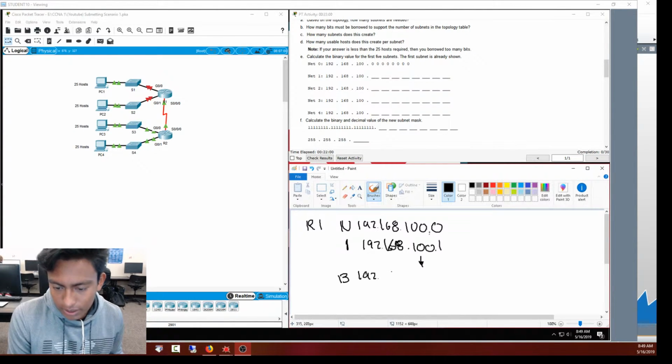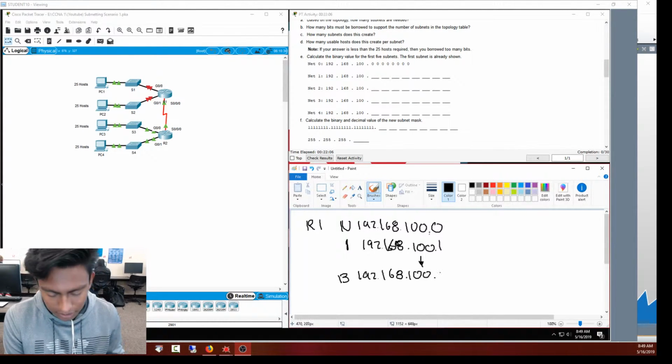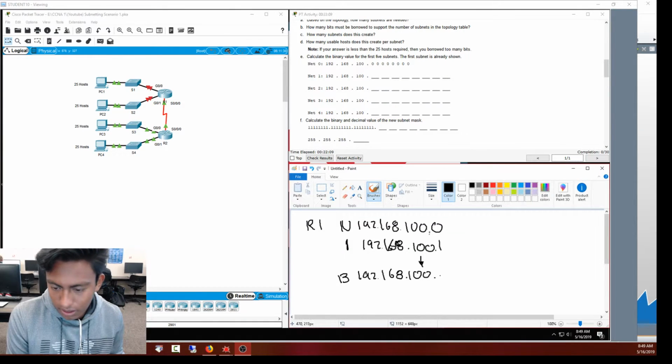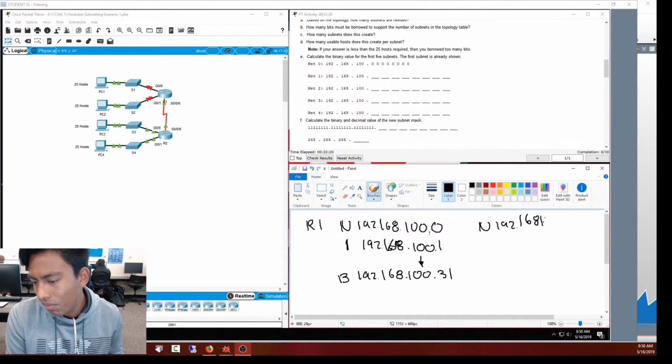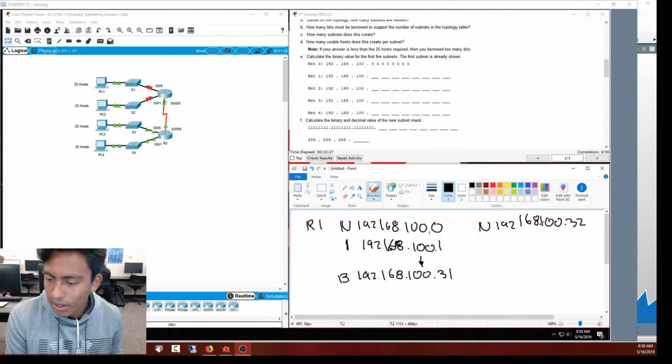And since we had previously said each one's going to have 32, it's going to be going up by 32 each time. So the broadcast, instead of being 32, would be the 31 that we need, and then the next one would resume right where we left off. So it'd be 192.168.100.32, and that would be the first network, since that's the continuing next one.